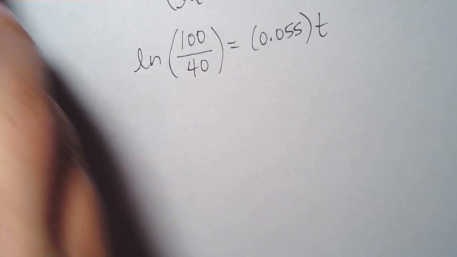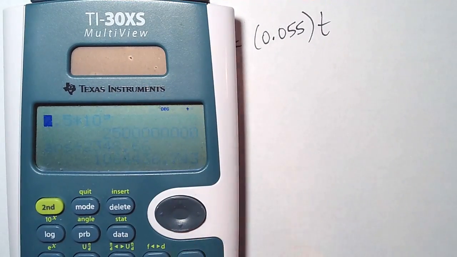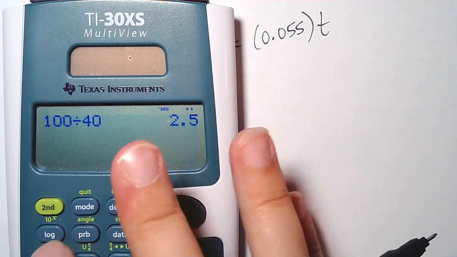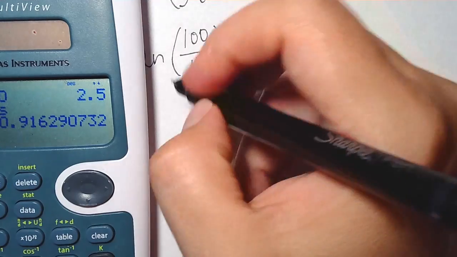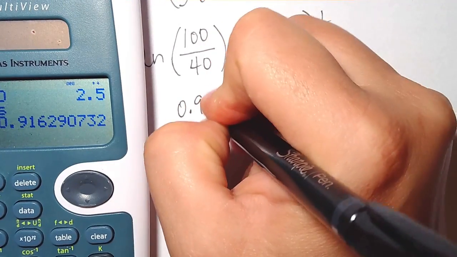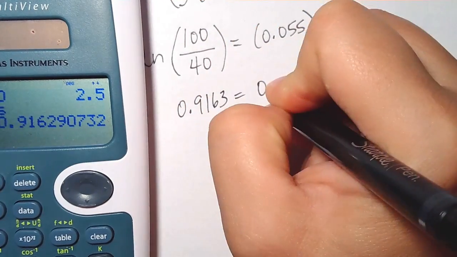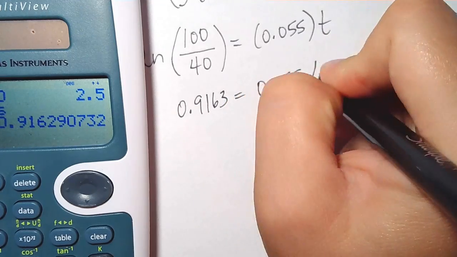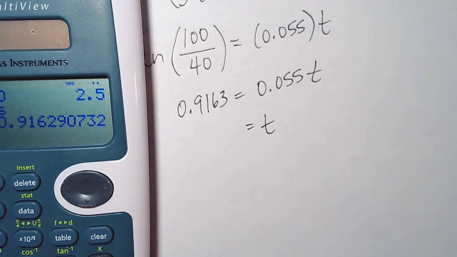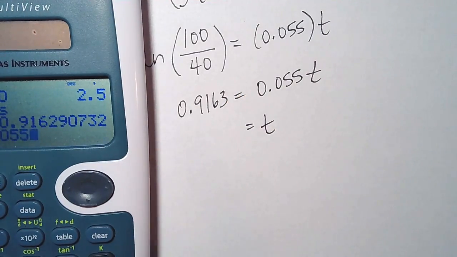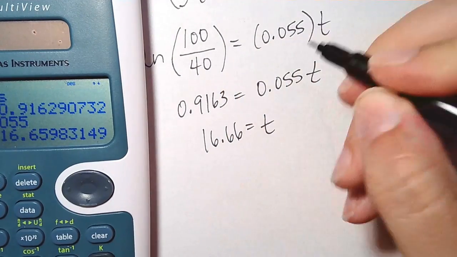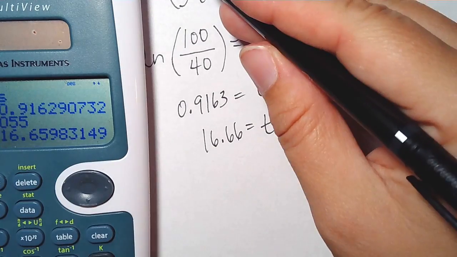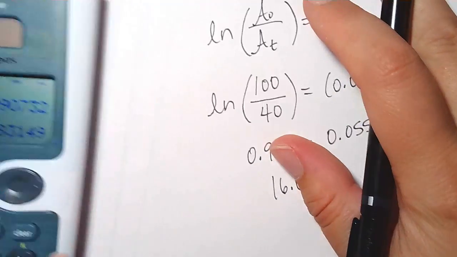Alright, so 100 divided by 40, we want the ln of that. So this is 0.9163. And then we're going to divide by our k in order to find time. 16.66. And because our k was in 1 over seconds, this is going to be in seconds.